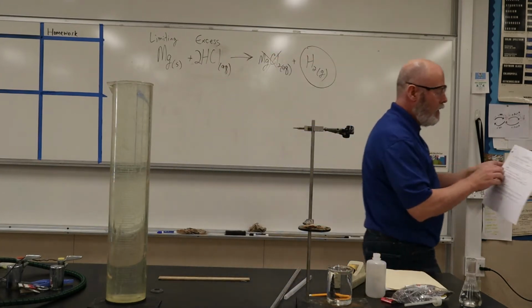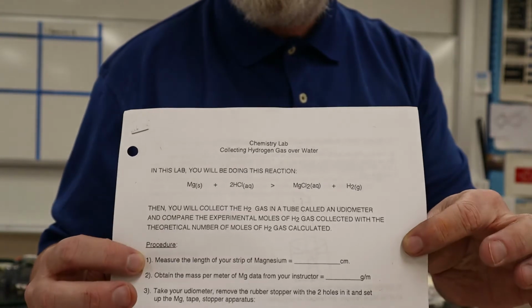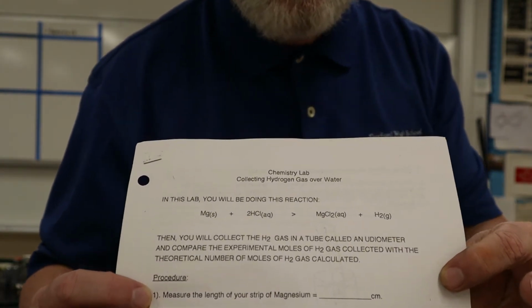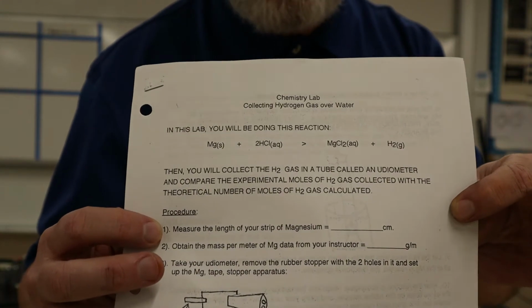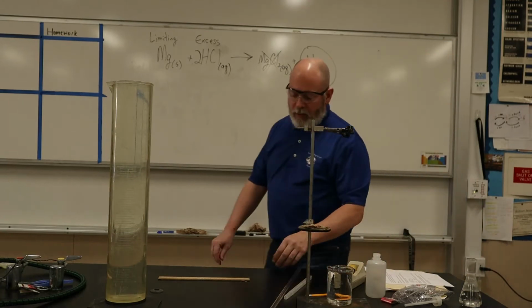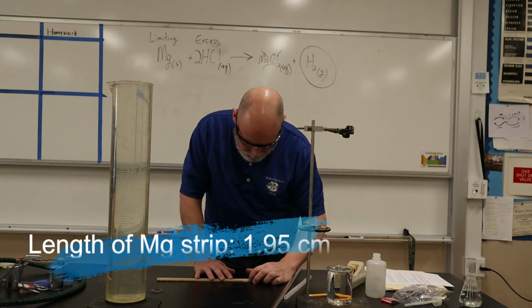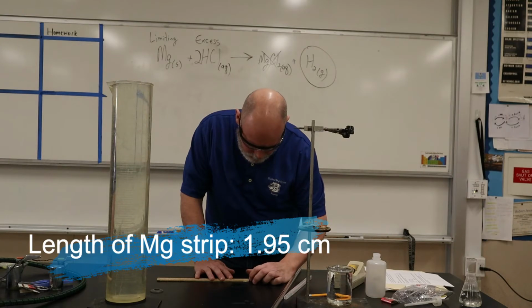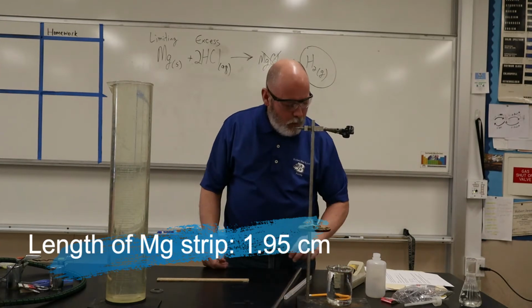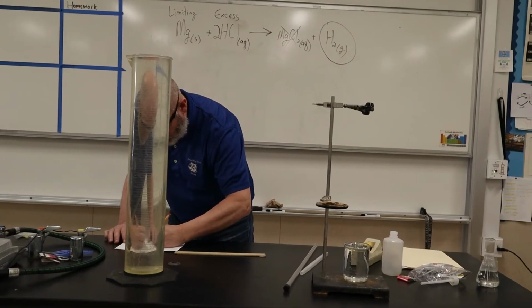I have to measure the length of my magnesium. That's step number one, using a ruler, just like we've done before. We're going to use centimeters and estimate to the hundredth of a centimeter. Now we're using a smaller piece of magnesium. It's kind of hard to see from where you are, but I'll do it. Start at 1 there. It's 1.95, just shy of 2. So 1.95 centimeters is the length for that piece.